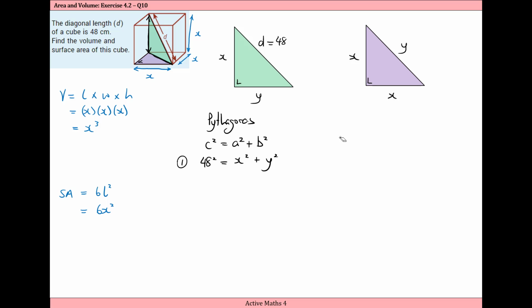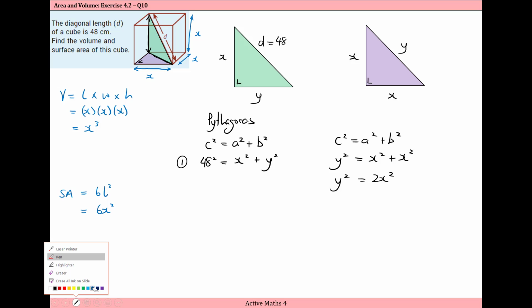So again, I'm going to use Pythagoras, which says that c squared is equal to a squared plus b squared. And in this purple triangle, c is the hypotenuse y, so y squared equals x squared, since a is equal to x, plus x squared, since b is equal to x. And so y squared equals 2x squared. Now, I don't need to get the square root of both sides because I have a value of y squared, equivalent to 2x squared, and I'm going to replace this y squared with this 2x squared in the equation on the left.